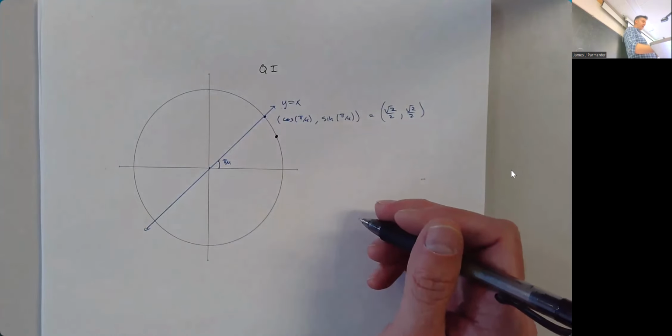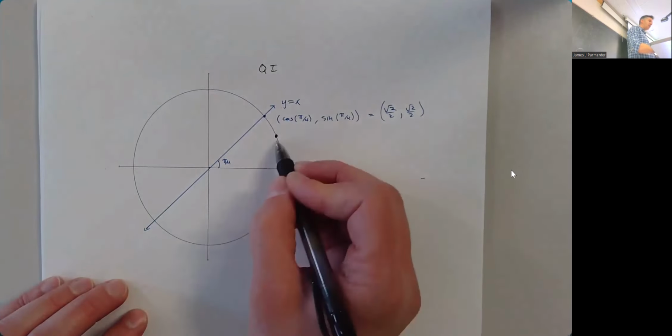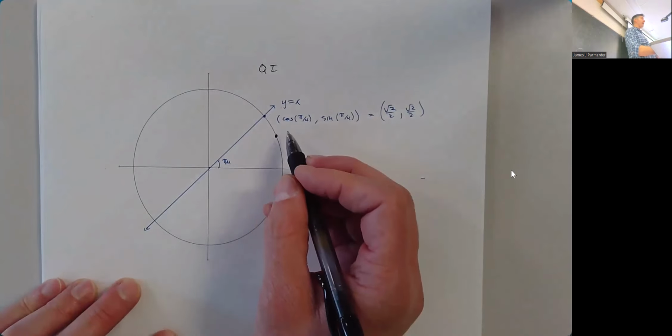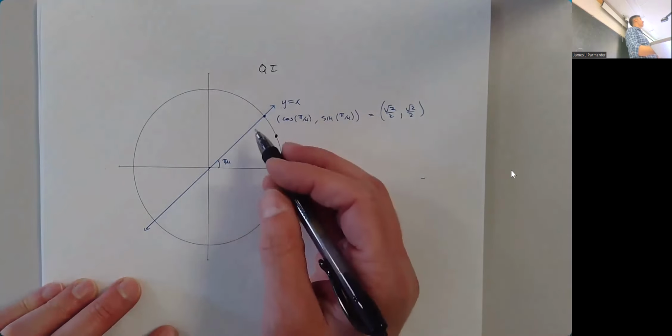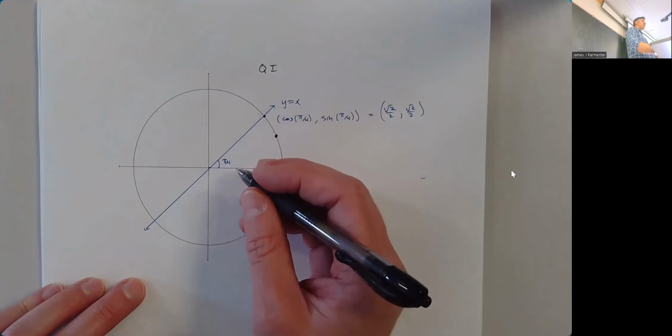I've definitely gone further right, right? I've gone this much right and only this much up because I'm under the line y equals x. And if I'm under the line y equals x, the x coordinate is larger than the y coordinate.